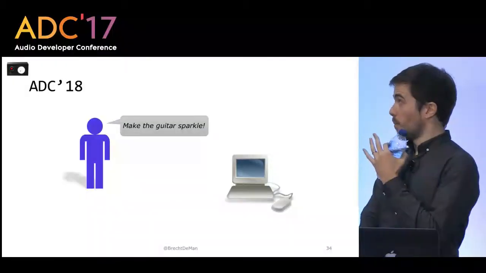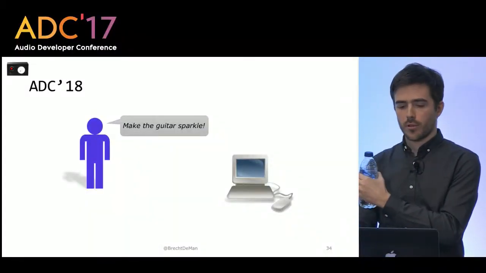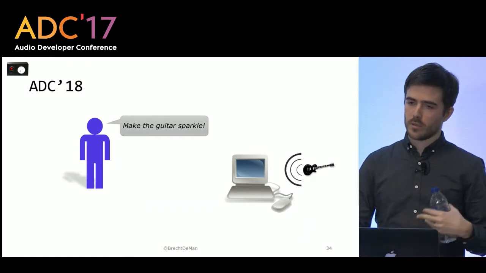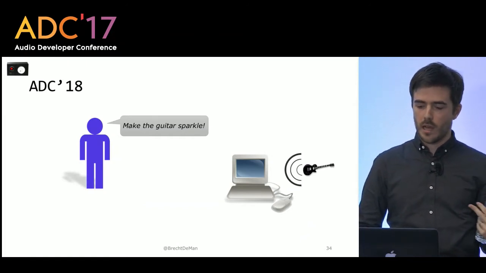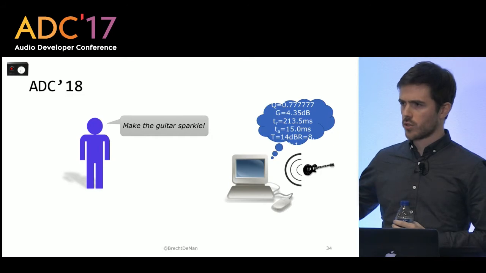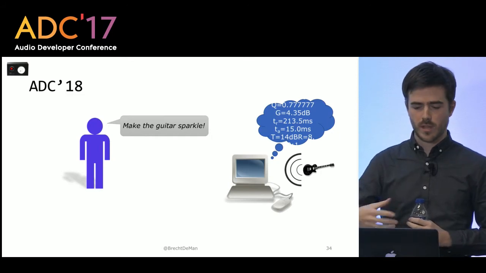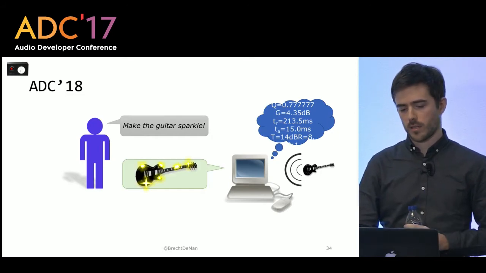By that time, you should be able to just tell your computer, make the guitar sparkle. The computer will listen to the incoming guitar and then do the translation to all of these esoteric parameters itself. And voila, a sparkling guitar.